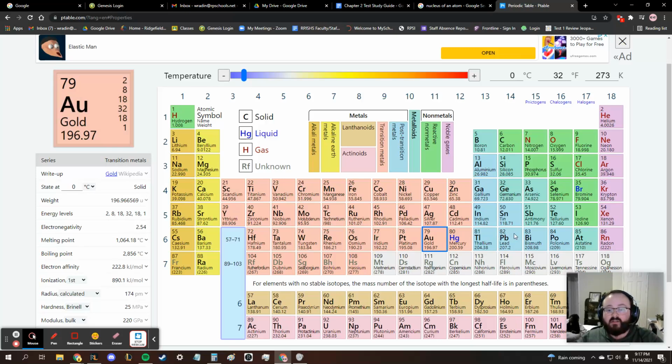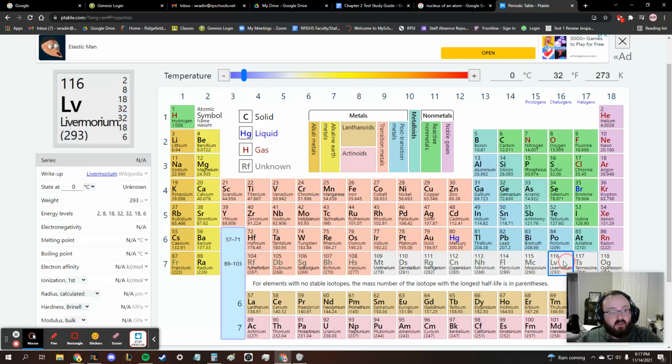It's not efficient. You would lose a lot of money doing it. You probably would get a very low amount of gold, but technically I believe it's possible. That's kind of what nuclear chemistry does, it changes the elements.